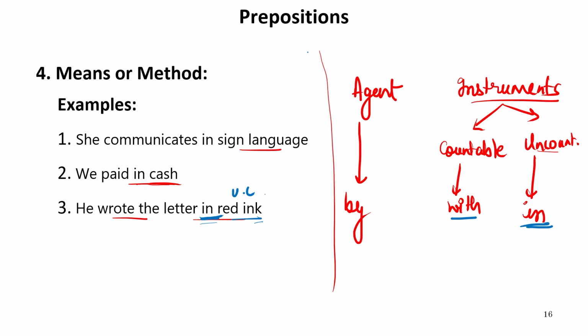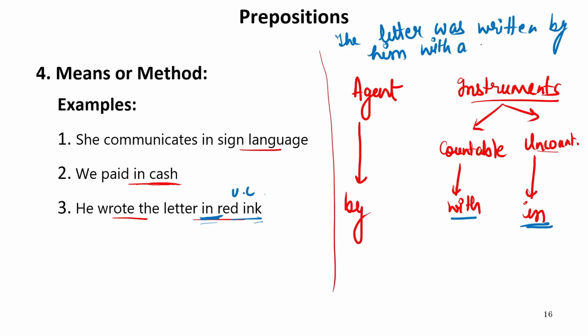And suppose the sentence is: the letter was written by him with a pen in green ink. Suppose this is the part, green ink.